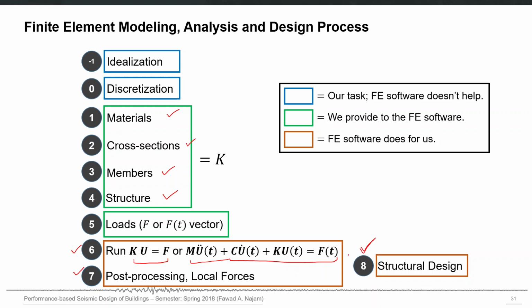So our task is basically from step 1, which is the structural idealization, up to step 5, which is the application of loads. Obviously there should be one more step in between, and that is the application of boundary conditions. So let me write it here, boundary conditions. So we have to define the restraints and supports in our structure. So boundary conditions should be there.